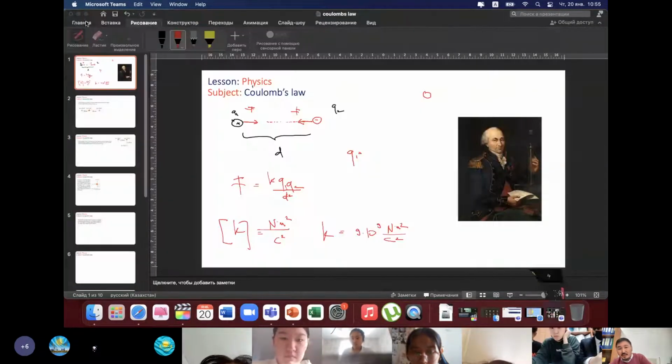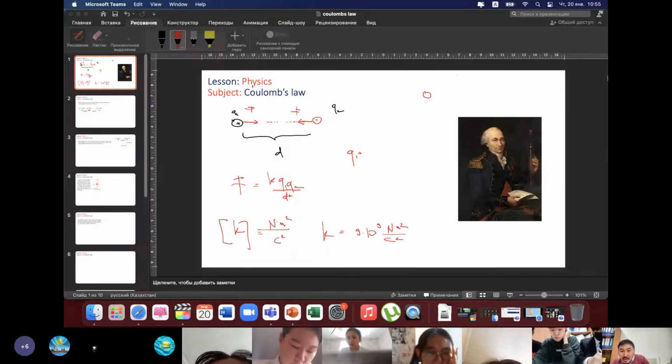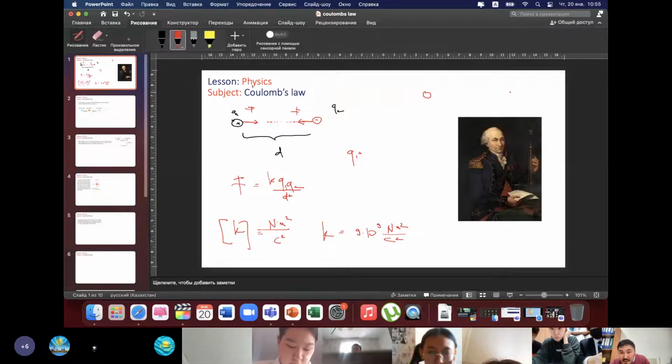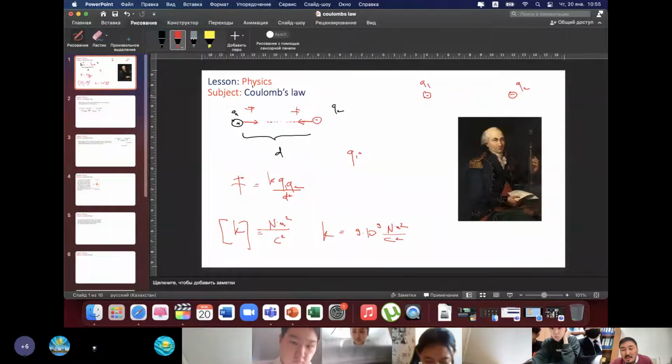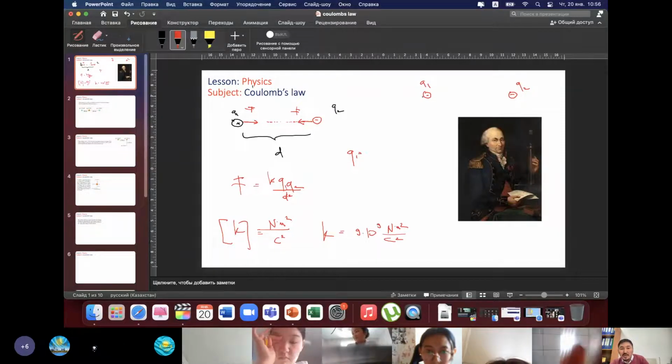Now, if I have, for example, negative charges, suppose that I have Q1 here and Q2, and they are negatively charged. What will be the direction of force here? What do you think? How can I find the direction of force? In the first case here, I have positive and negative charges, and they will attract each other. But what about in this case? If I have like charges, what will be the direction of force?